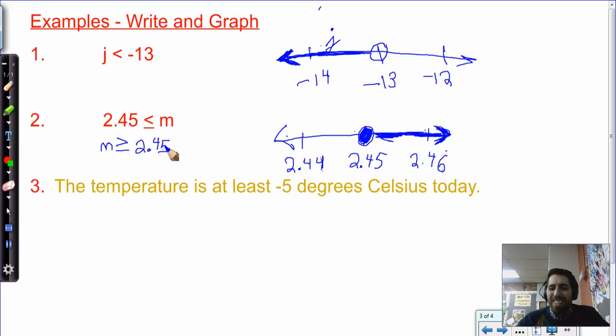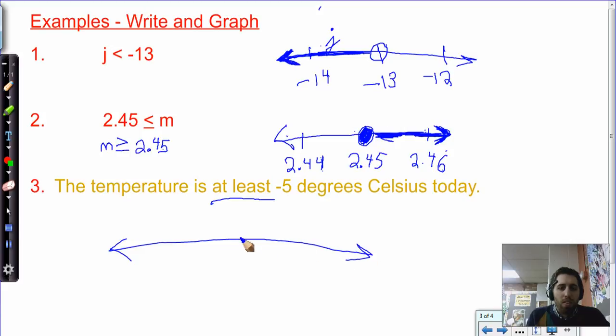The last one, and this is some word problems, we need to be able to convert these into inequalities. So the temperature is at least -5 degrees Celsius today. So at least is going to be our key word here. And so we know that no matter what that means, we're focused on -5 degrees Celsius. And I can still fill in -6 degrees to the left, because again, we're on the negative side of the number line, so things are kind of switched. But we're going to say the temperature is at least -5.